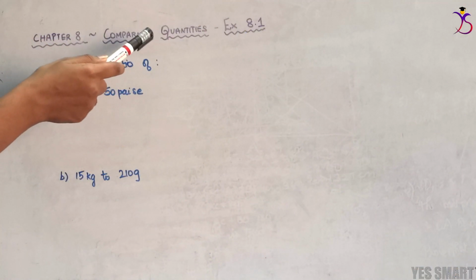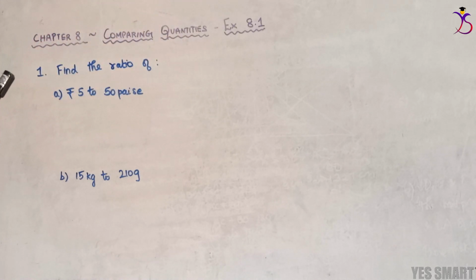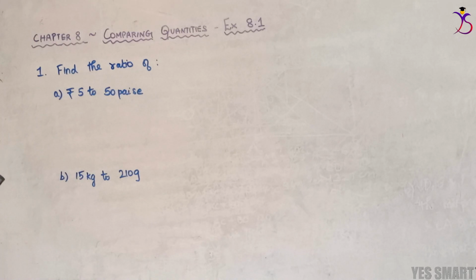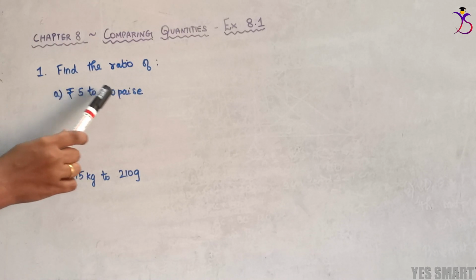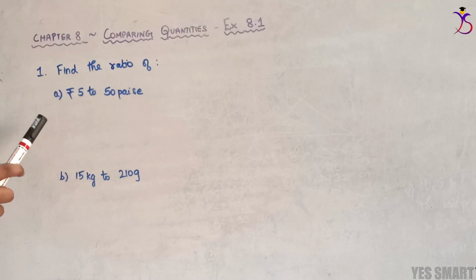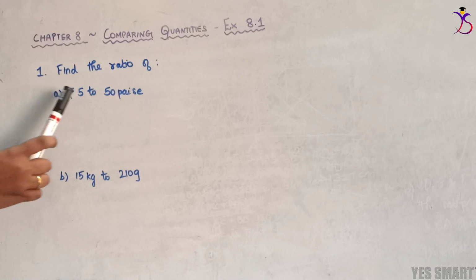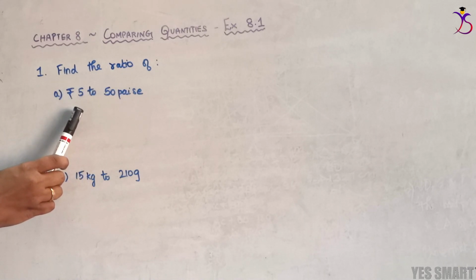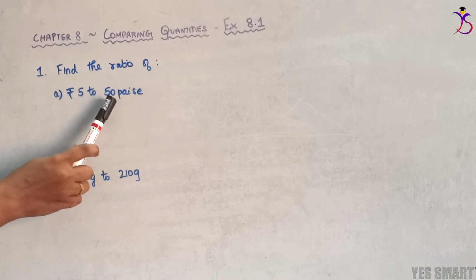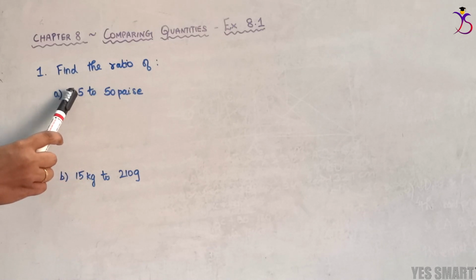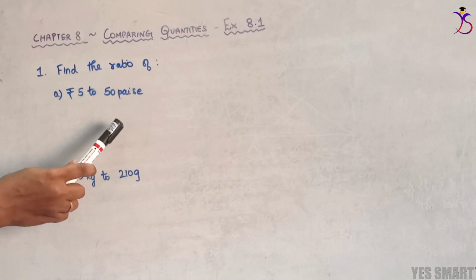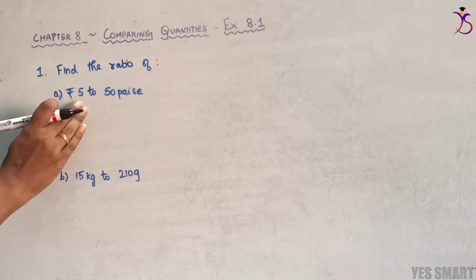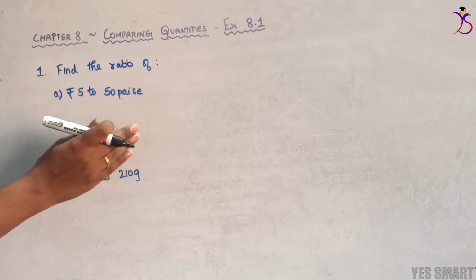Chapter 8, Comparing Quantities, Exercise 8.1. In the first sum, we are supposed to find the ratios. In the first subdivision, rupees 5 to 50 paise. I have already told you that in order to compare two quantities, both the quantities should be in the same unit. Here it is in rupees, and this is in paise. Either we have to convert this to paise or this one to rupees. After converting, we have to find the ratio of it. So let's convert rupees 5 to paise.